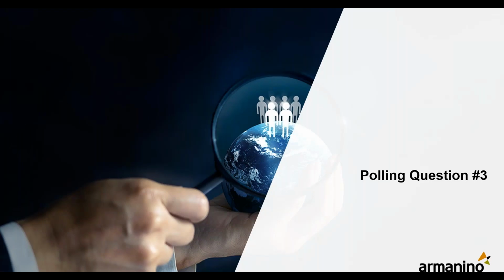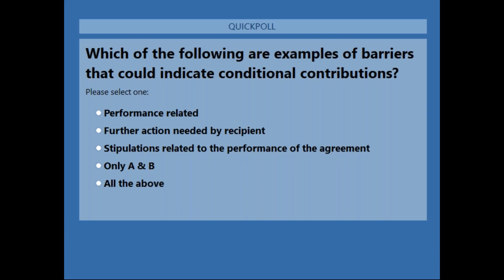Get your answer in so we can get your CPE. The question is, which of the following are examples of barriers that can indicate conditional contributions? Is it performance related, further actions needed by recipient, stipulations related to the performance of the agreement, or is it A and B, the first two options, performance related and further actions needed by recipient, or all of the above?